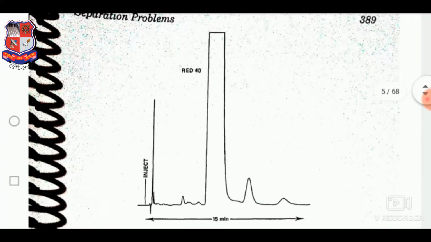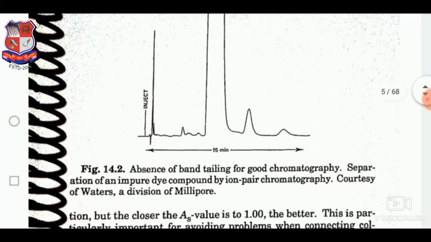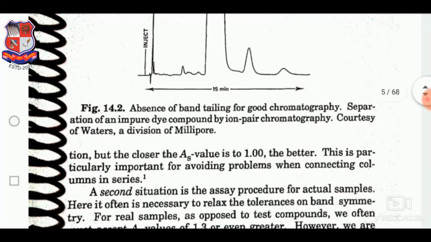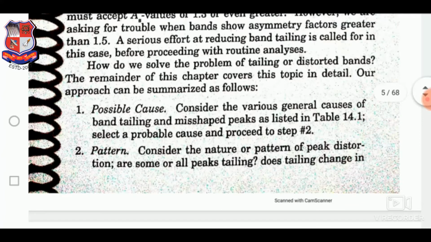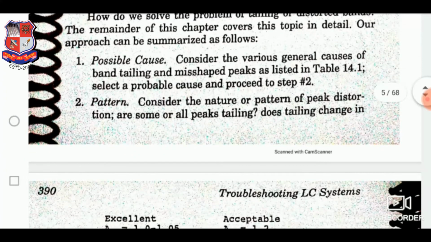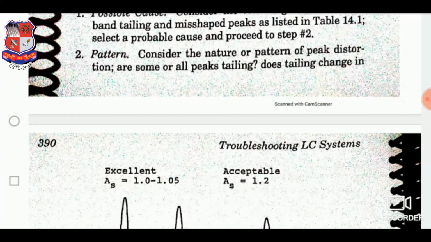This is another chromatogram, showing absence of band tailing for good chromatography. How do we solve the problem of tailing or distorted bands? Identify the possible cause. Consider the nature and pattern of peak distortion.